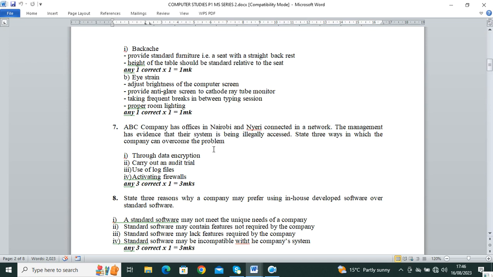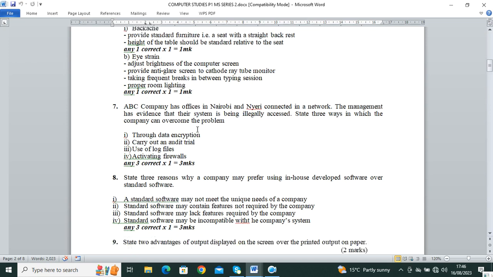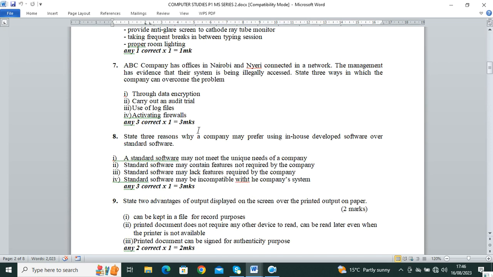Then we have the next question: state three reasons why a company may prefer using in-house developed software over standard software. Guys, this question comes from topic number 2 in Form 1, Computer Systems. This is one of the most challenging topics in Form 1, where you teach and students don't understand what you're talking about. So we have standard software and in-house software. Standard software is software you can just get over the shelf, whereas in-house software is software whereby you call somebody to code for you, to write a software according to your needs.